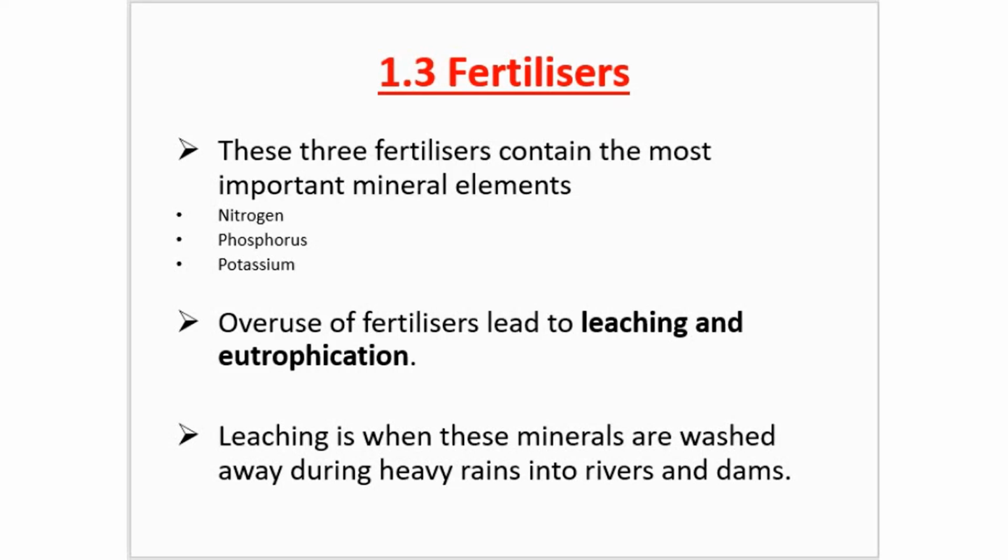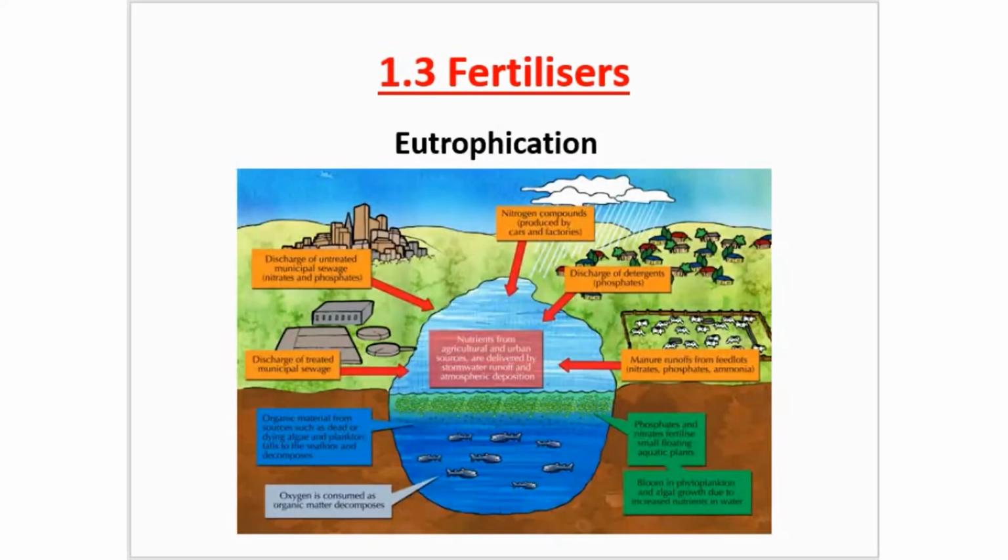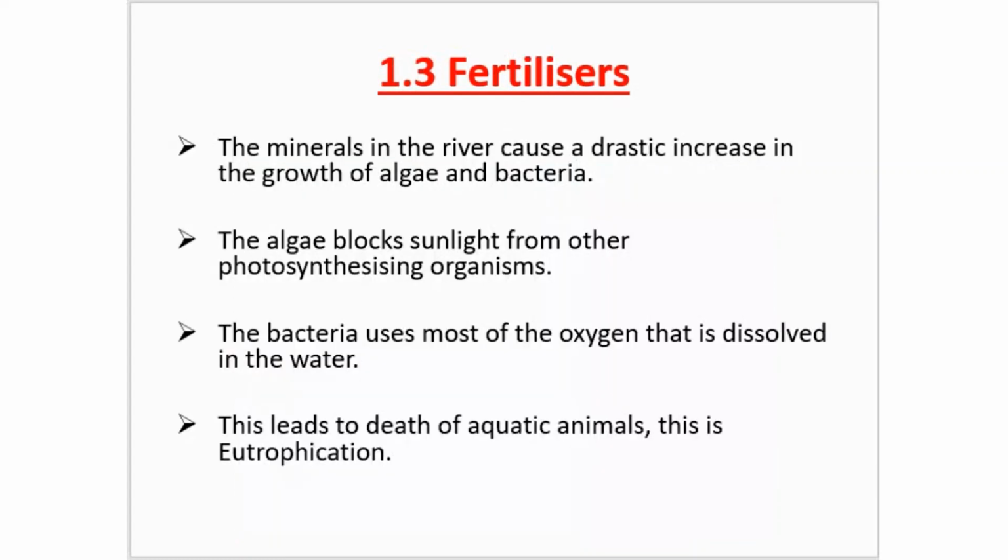You might think, I want large crop production, so I'm going to put a lot of fertilizers. At the end of the day, those fertilizers are going to be washed away, so they won't be taken up by your plants. They're just going to be washed away into rivers and dams, and that's not good. This is a diagram depicting eutrophication. You can pause the video and study this diagram in your own time.